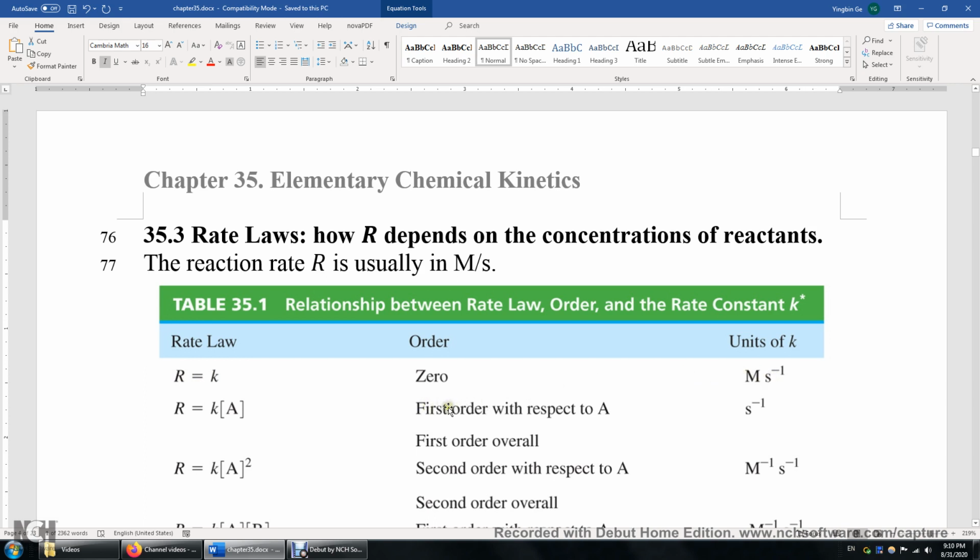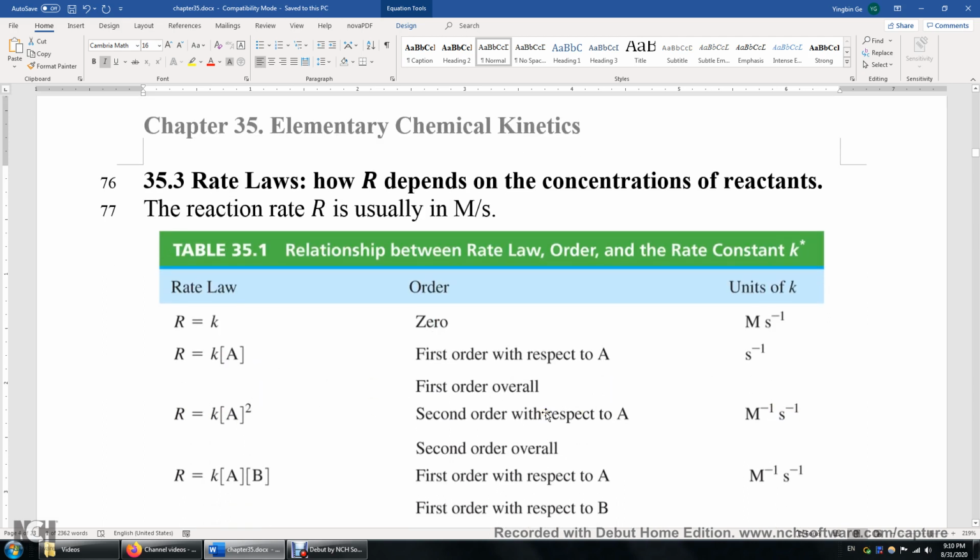Now let's look at the first order reaction. R is equal to K times the concentration of A to the power of 1, and thus first order. How do we determine the unit of K? Again, we'll do dimensional analysis. The unit of K is the unit of R divided by the unit of A. The unit of R is always molar per second. The unit of A is molar.